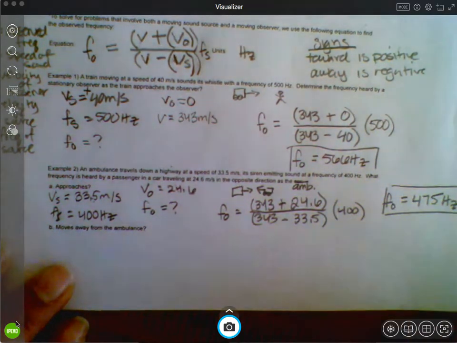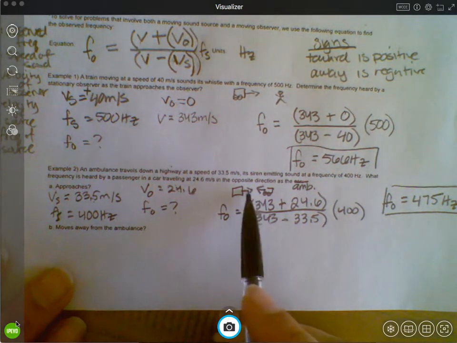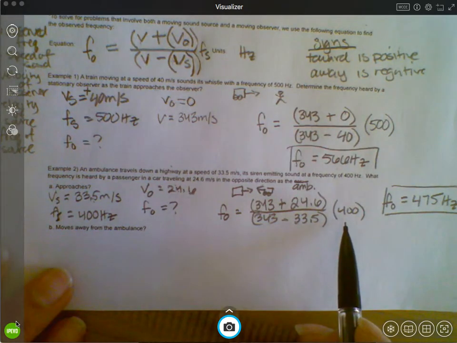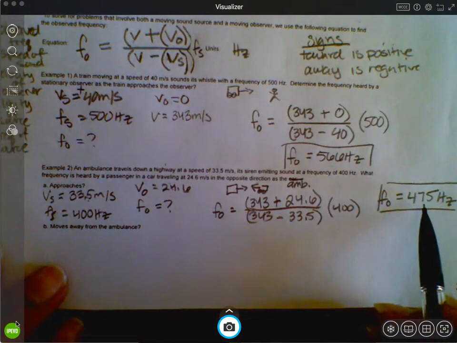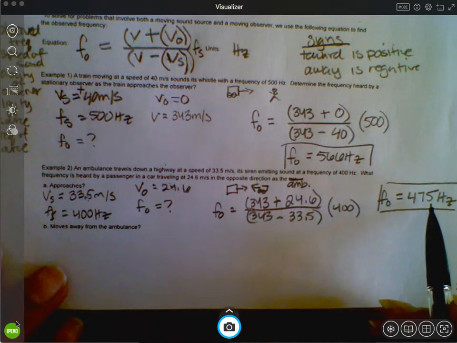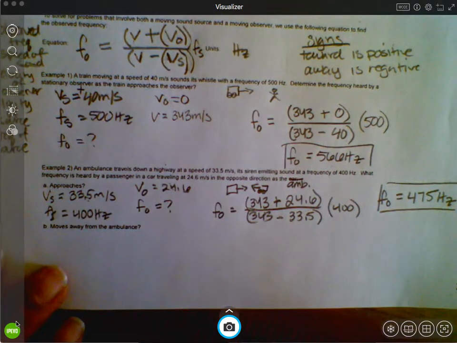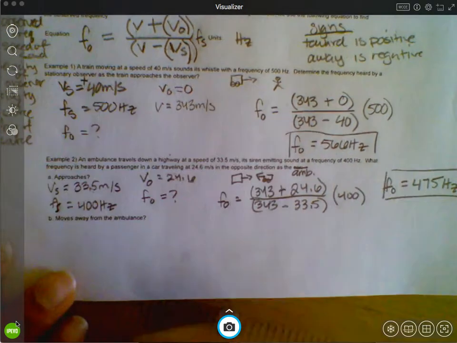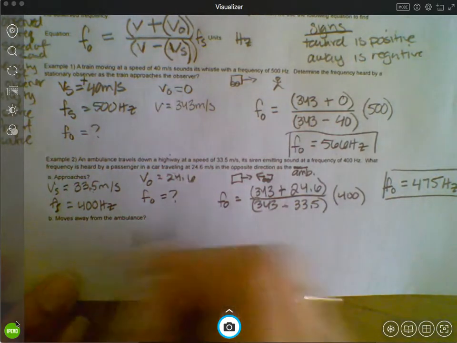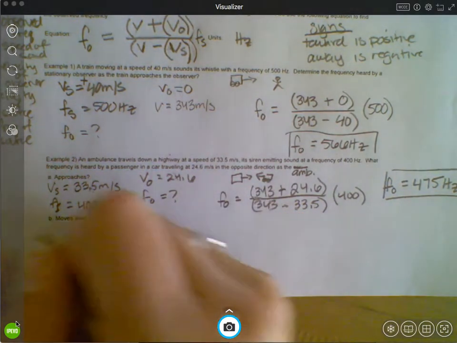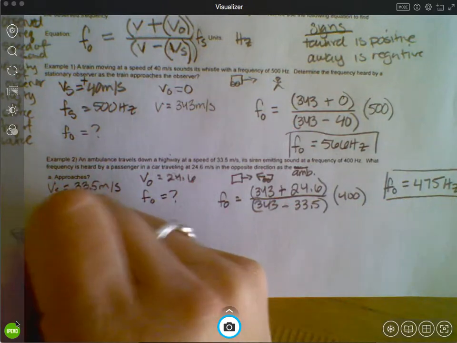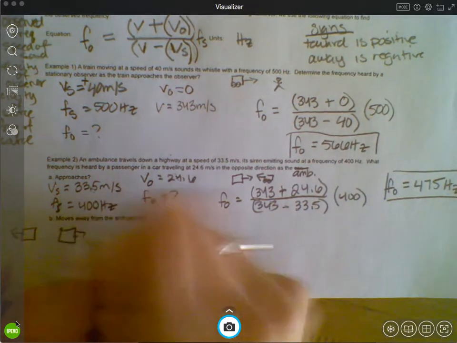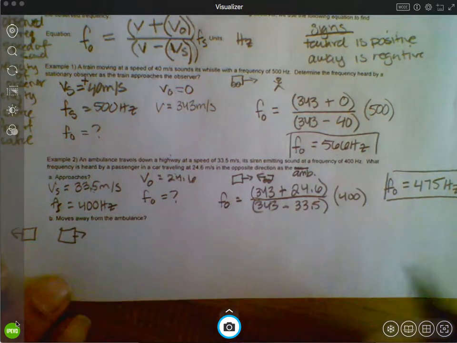Now let's check and make sure that makes sense. They were approaching each other. The actual frequency was 400. The person in the car hears 475. That's higher, and they're approaching, so that makes sense. Now let's go moves away from them. So now they've passed each other, and now we have the car going one way and the ambulance going the other way. They're going away from each other.